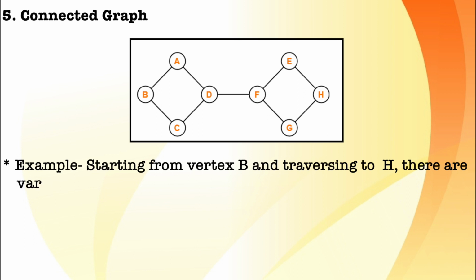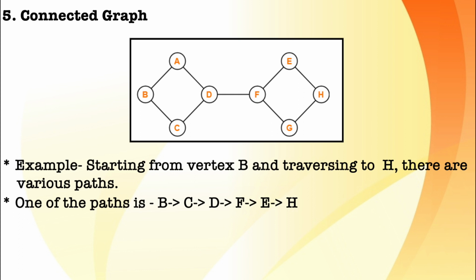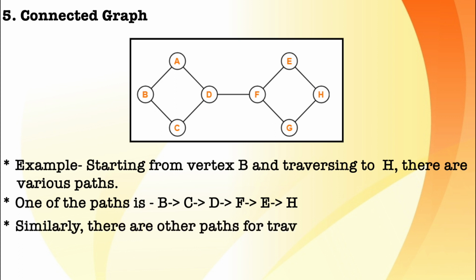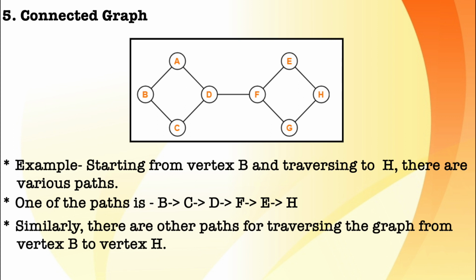Starting from vertex B and traversing to H, there are various paths in the example connected graph. One of the paths is vertex B to C to D to F to E and then ending at H. Similarly, there are other paths for traversing the graph from vertex B to vertex H. Disconnected graph.